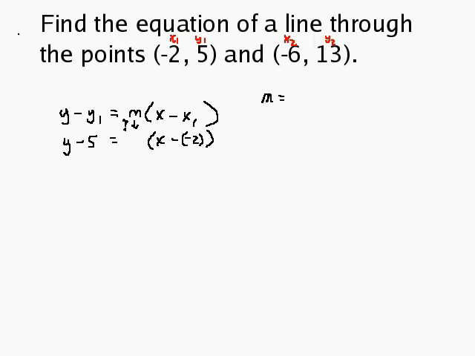Oh yeah, there is. And this is something we talked about earlier in the chat. We can use the slope formula. M equals y2 minus y1 over x2 minus x1. And we will get 13 minus 5 over -6 minus -2 there. Again, watch those signs in there. And that will give us 8 over -4, which will reduce to -2.